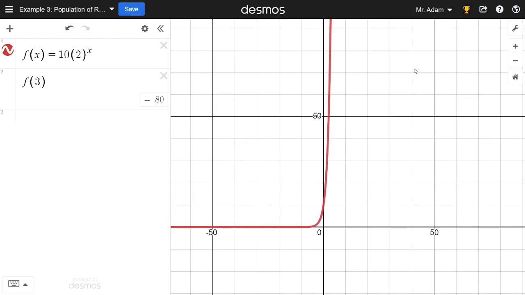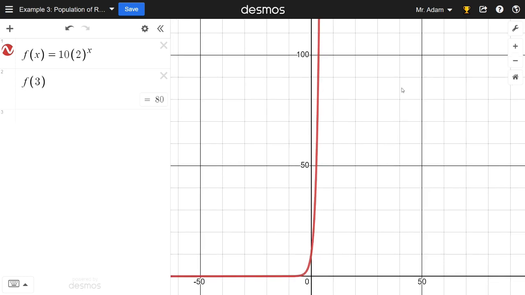We actually have to zoom out this far to locate f(3), which is right here. f(3) being the population of rabbits after 3 years, 80. Now, you could use a graph like this to predict the population after any number of years that you would want to know. If you wanted to know the population after 10 years, we can simply type in f(10). And after 10 years, this population of 10 rabbits has increased all the way to 10,240.